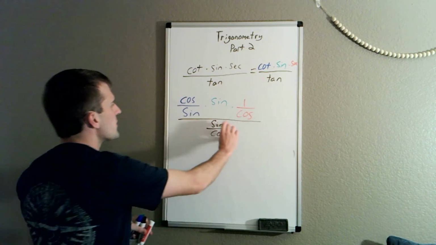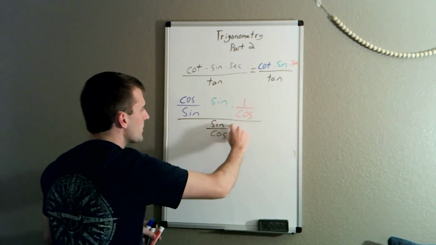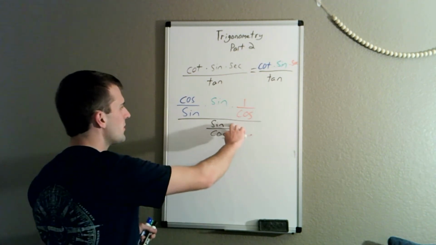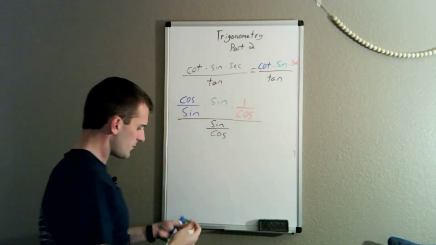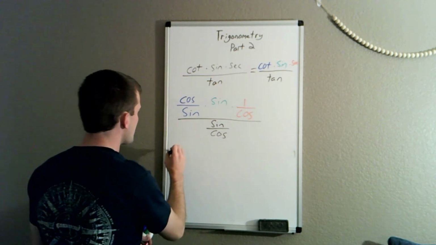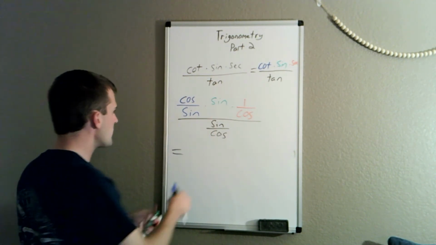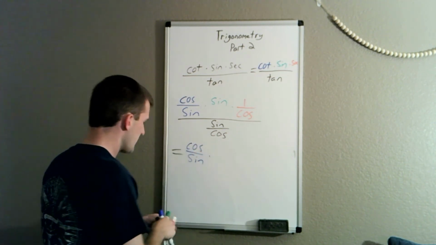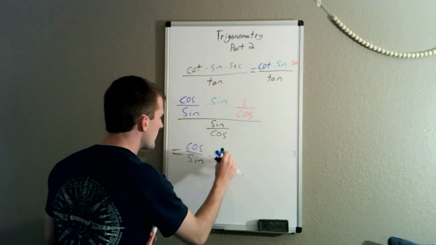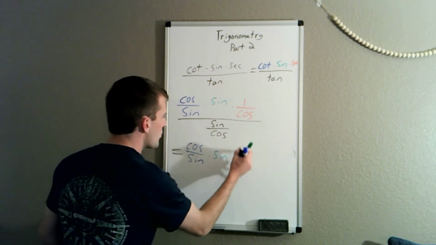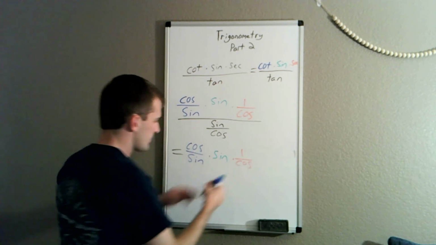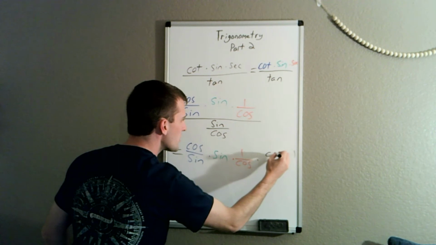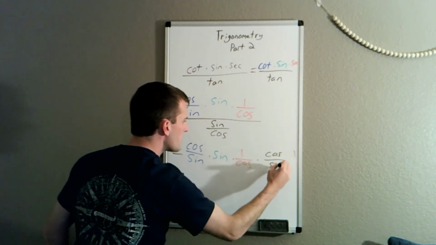And now I'm going to move this up to the denominator by flipping the denominator and numerator. It's the same thing as multiplying by the reciprocal of this on both the top and the bottom. And I'm going to rewrite this. So this all is going to be equal to cosine divided by sine times sine times 1 over cosine multiplied by the reciprocal of the bottom, which is cosine divided by sine.